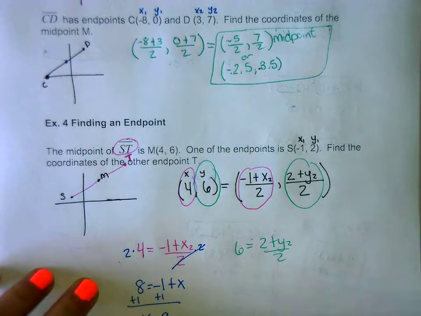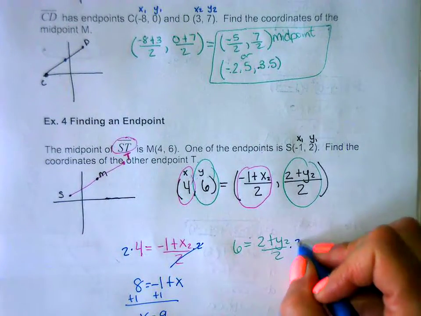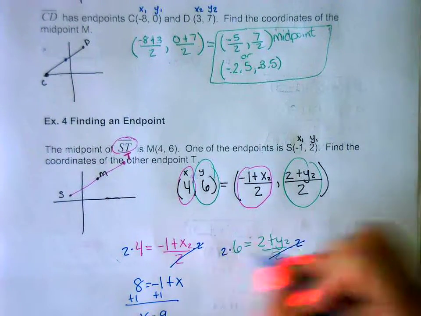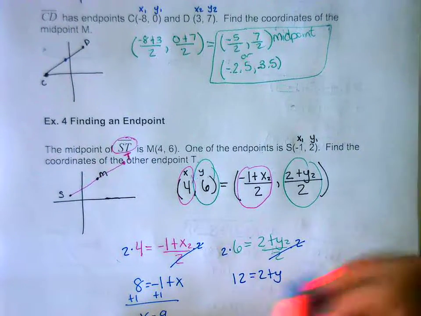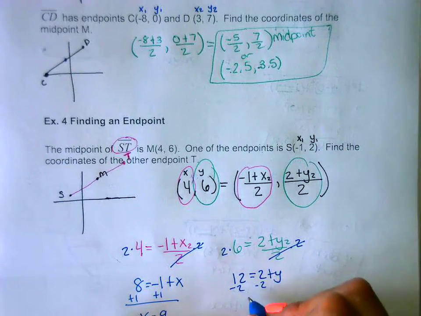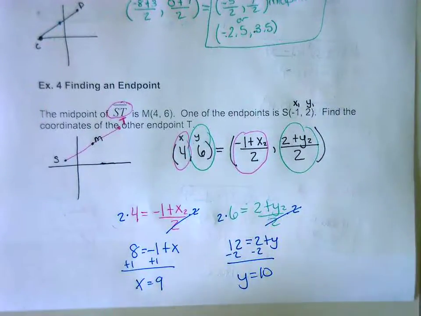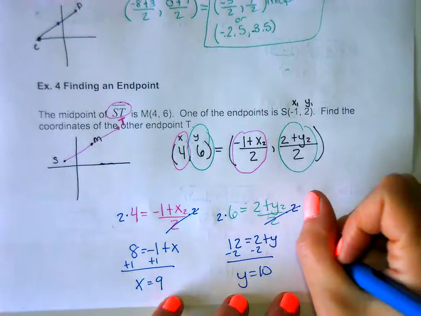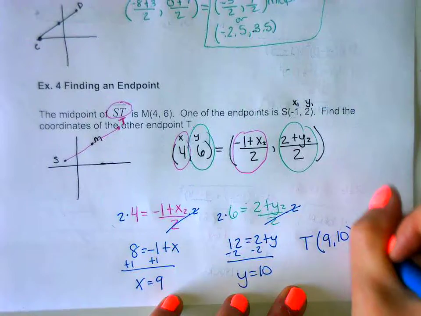x equals 9. Then for my y, I'm also going to multiply by 2 to cancel out my division of 2. So 12 equals 2 plus y, subtract 2. That means my y equals 10. So that means the endpoint that I'm missing, which is T, is at 9, 10.